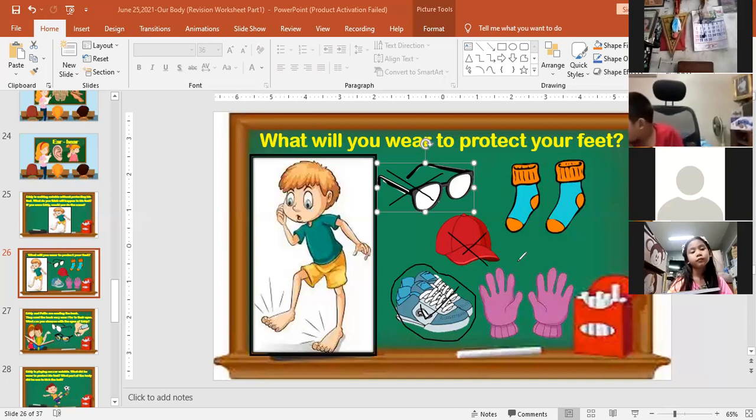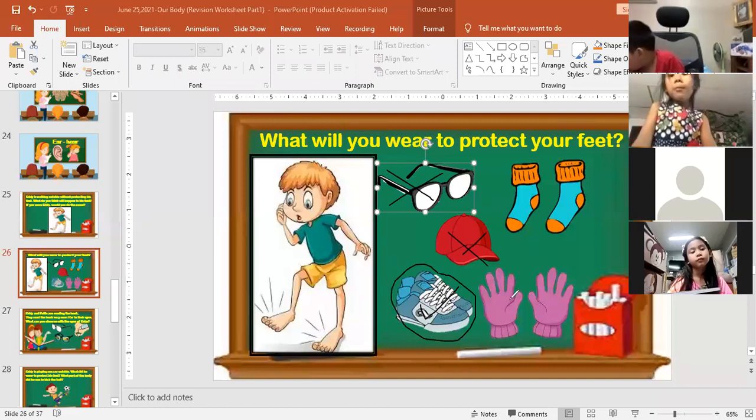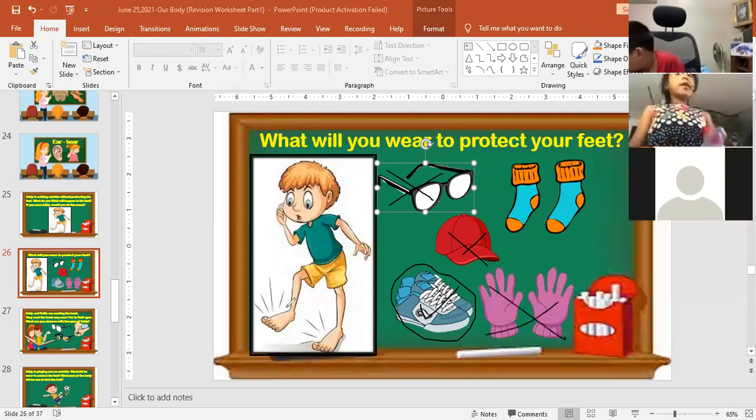Okay, we have here gloves. Do you use gloves on your feet? No. For what are your gloves? For hands. So we will not use this one on our feet.